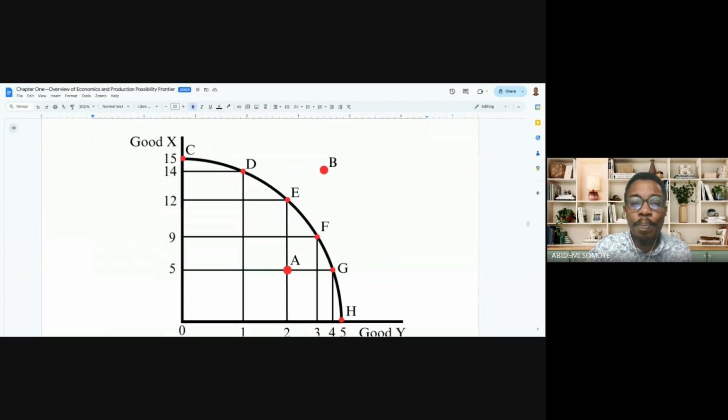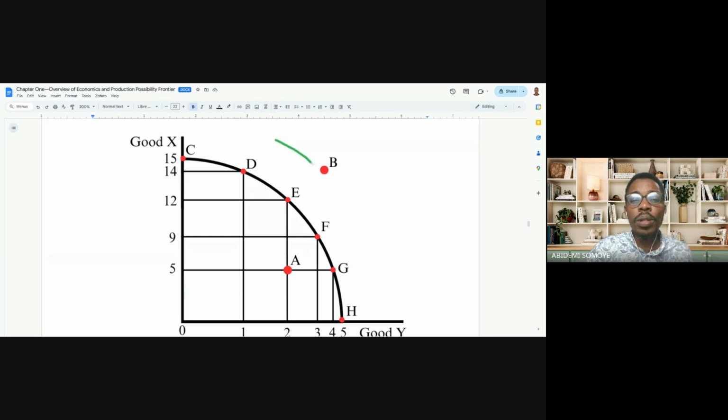So any point within this curve, we can refer to as unemployment of resources, or some resources are unemployed, or the country is not productively efficient, not using up its resources properly. Any point on the curve is productively efficient. Any point within the PPF curve is productively inefficient. I would say unemployment of resources. Some resources are unemployed. They are not being used properly.